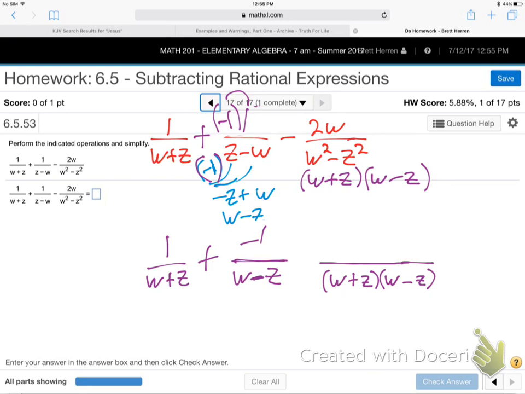Is that good? Now, what's going to happen with the signs back here?